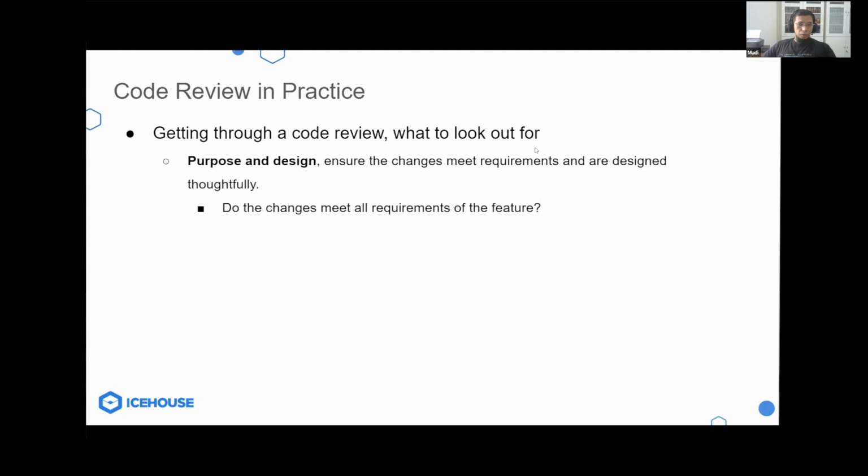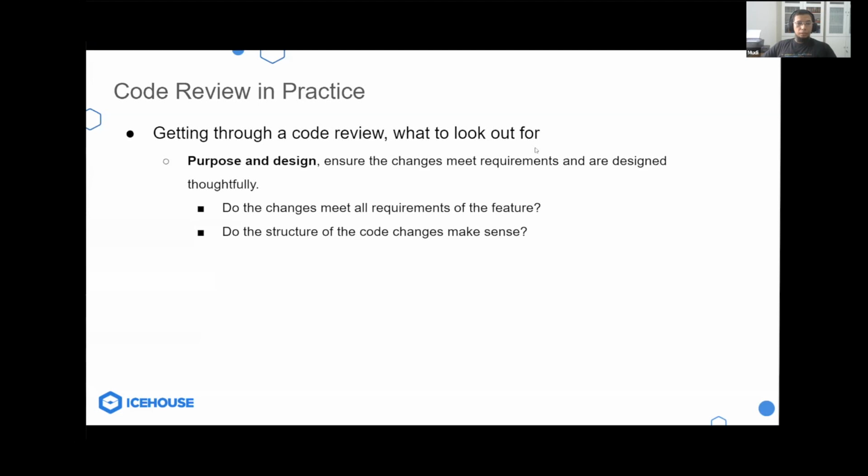do the changes meet all requirements of the feature? This means checking whether functional requirements are fulfilled and compliance to non-functional requirements like security and performance requirements are followed. It should be remembered as well that all changes should be made for a reason. This is to avoid over-engineering.